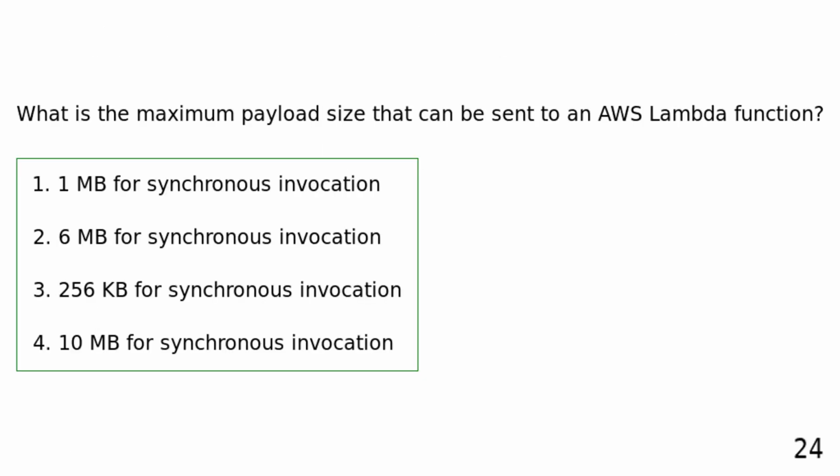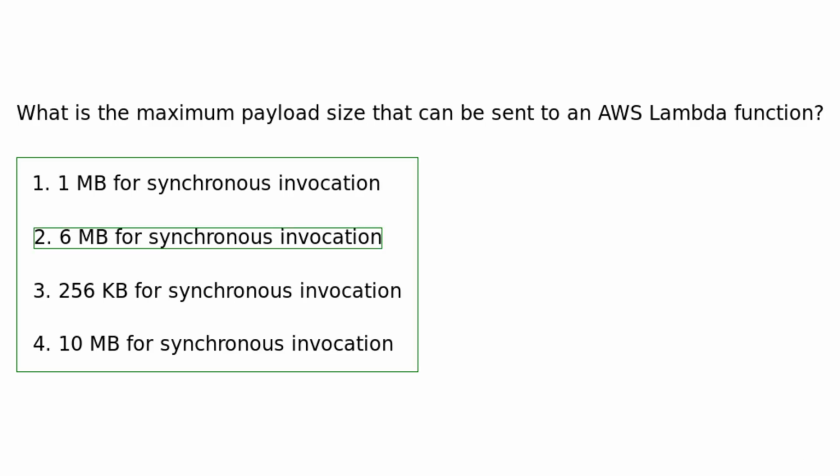What is the maximum payload size that can be sent to an AWS Lambda function? 1 megabyte for synchronous invocation. 6 megabytes for synchronous invocation. 256 kilobytes for synchronous invocation. 10 megabytes for synchronous invocation. The maximum payload size for a synchronous invocation of an AWS Lambda function is 6 megabytes.